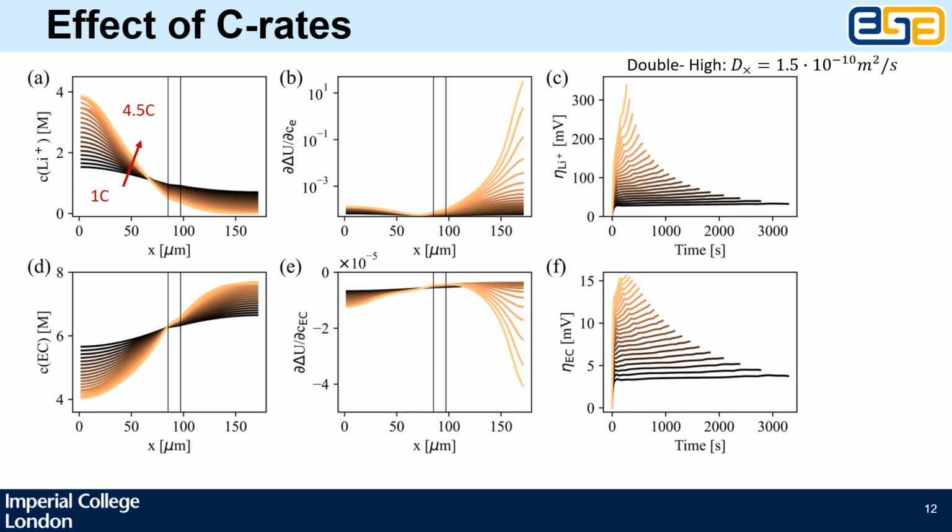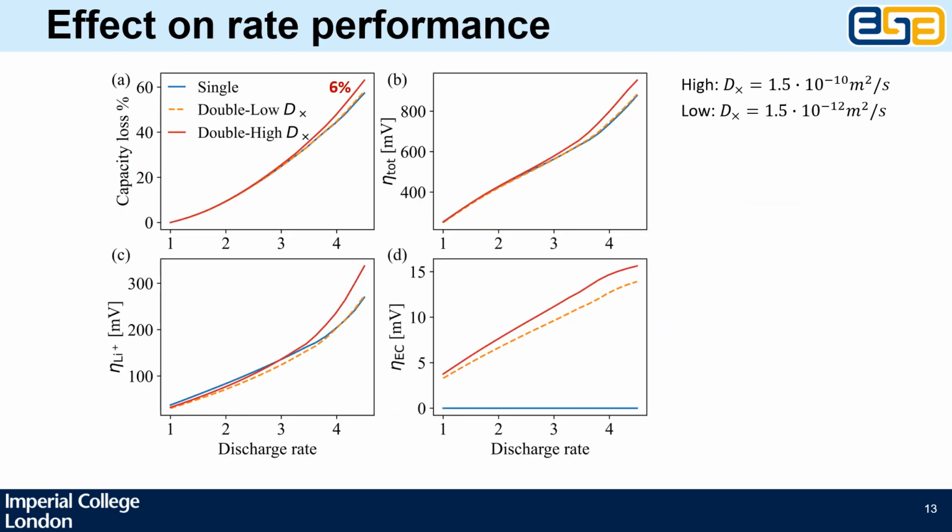And if we plot such effects in terms of at the end of discharge at different C rates, we can see how it changes as the C rate increase, the overpotential increase, and that's because the concentration gradient increase. And if we summarize this in terms of effect on rate performance, we can see that the double solvent model predicts 6% more of power loss at quite high C rates compared with the single solvent model, and that can be ascribed to the difference in either lithium polarization overpotential and also EC polarization overpotential.